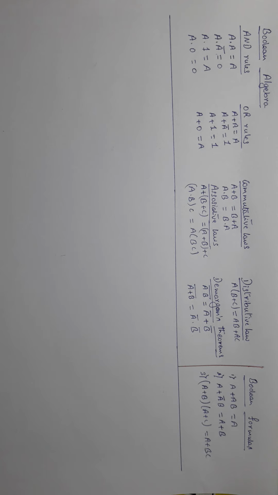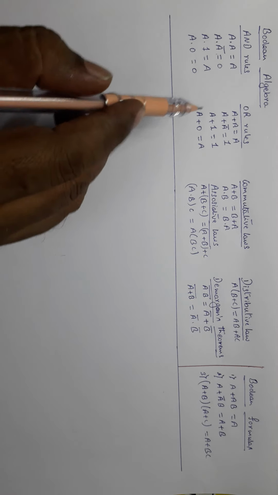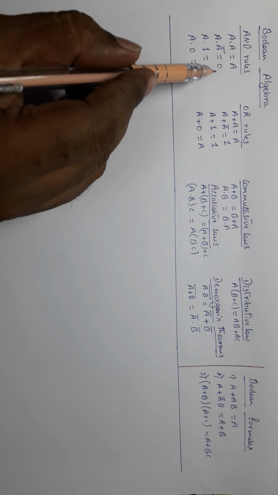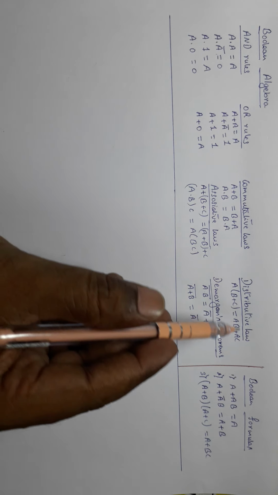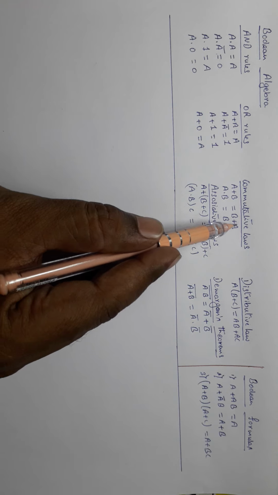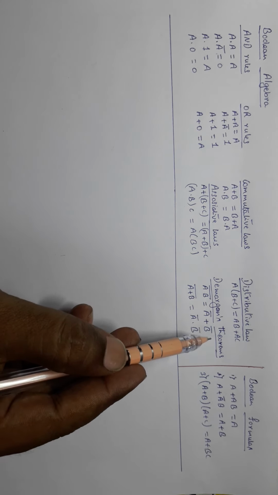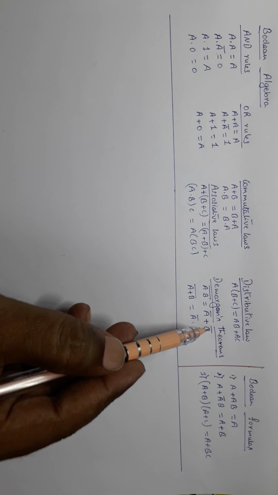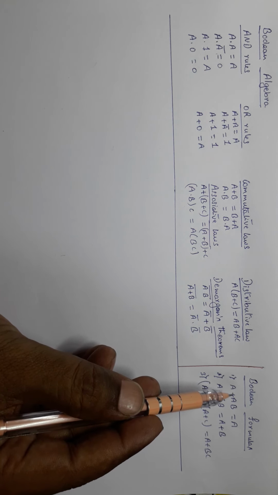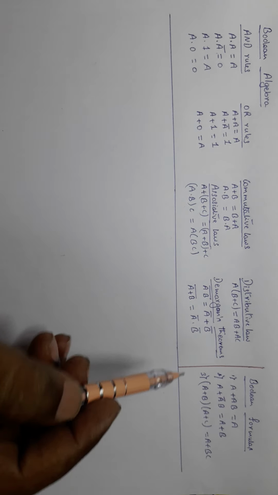Now I am going to explain the topic Boolean algebra. Boolean algebra is used to simplify Boolean equations to make simple logic circuits. In this section, we will see the AND rules, OR rules, laws, that means commutative laws, associative laws, distributive law, theorems, De Morgan's theorems, and some Boolean formulas.